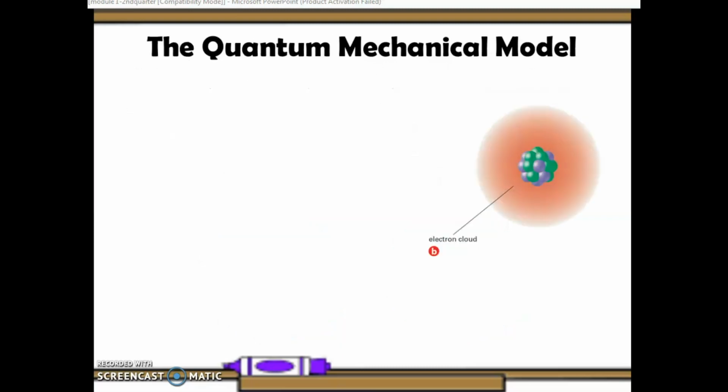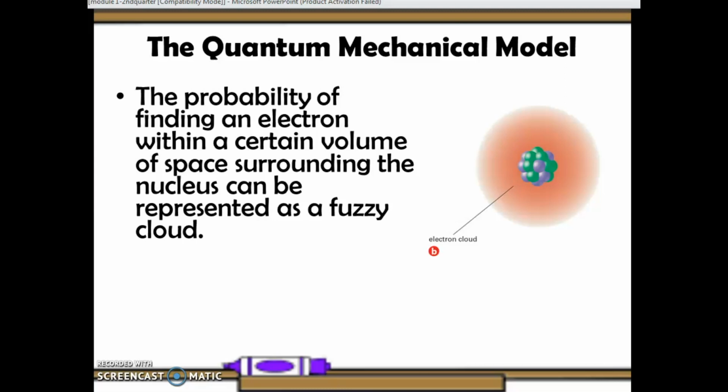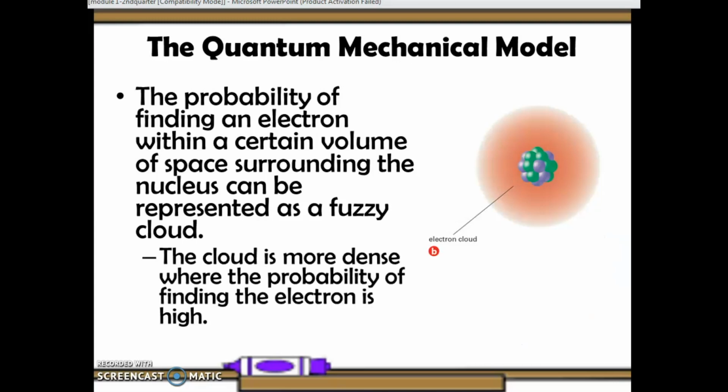The electron cloud of an atom represents the locations where an electron is likely to be found. The probability of finding an electron within a certain volume of space surrounding the nucleus can be represented as a fuzzy cloud. The cloud is more dense where the probability of finding the electron is high.